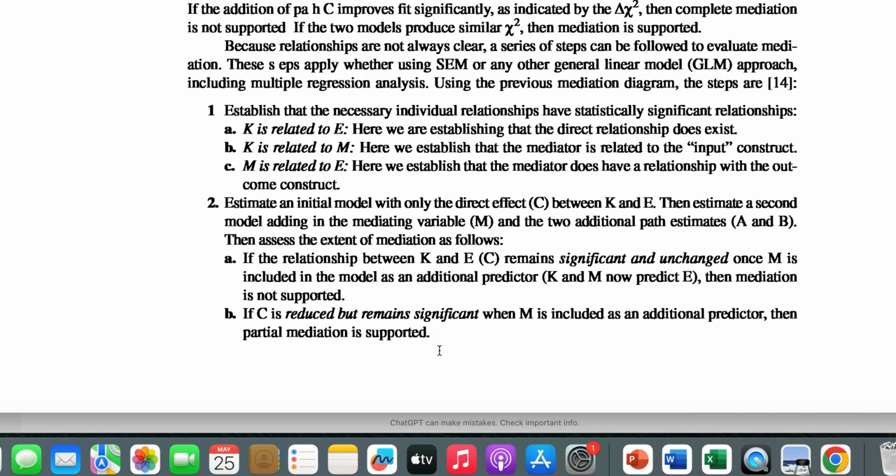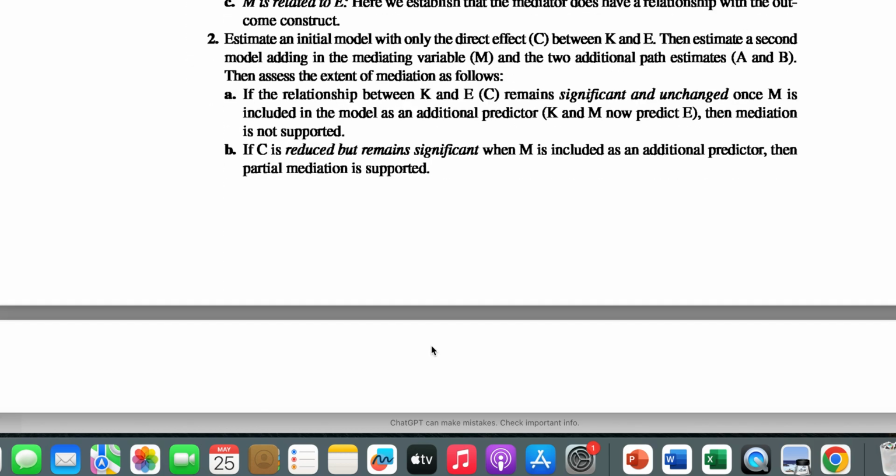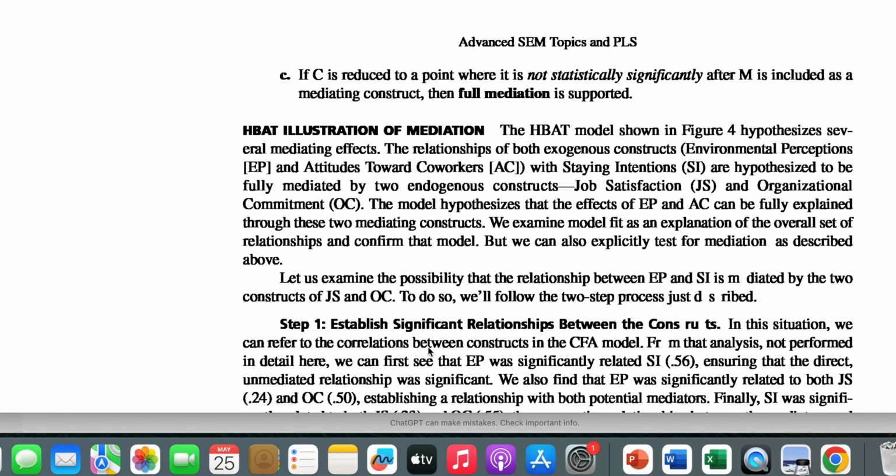If C is reduced but remains significant when M is included as the additional predictor, then partial mediation is supported. If C is reduced to the point where it is not statistically significant after M is included as the mediating construct, then full mediation is supported.